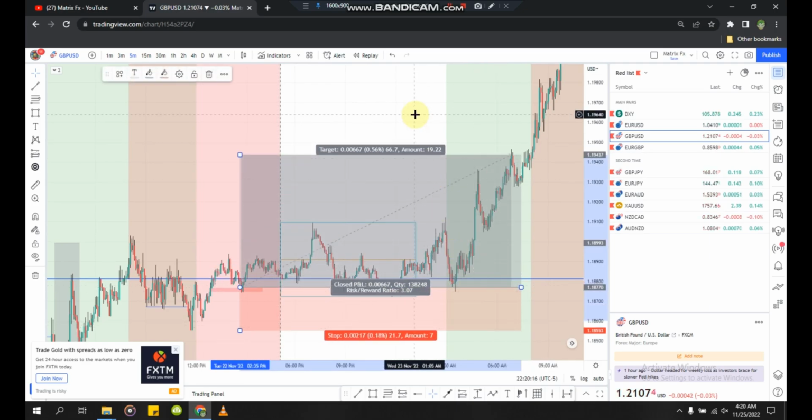You have no issue whether you use a 100 pip stop loss and you get your 1:3, and the trade gets to 300 pips and it hits your take profit. You are profitable. So that's it.